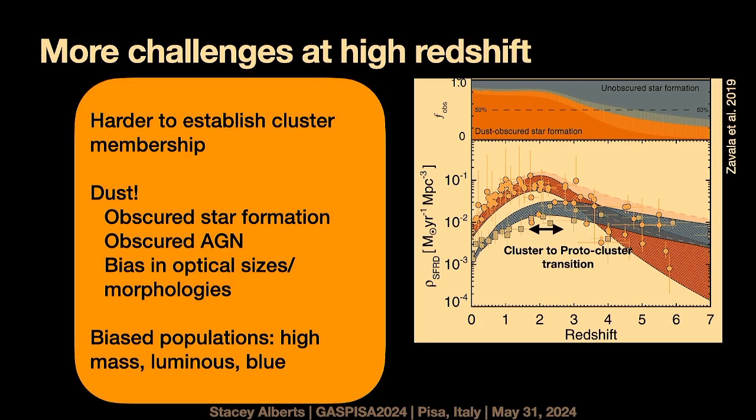This dust also obscures AGN, so we have a hard time identifying those. We get biases in optical sizes and morphologies from dust, and I'll show that a little bit later. So dust, you have to care about it. And the last thing, to reiterate, is that as we go to higher and higher redshifts, things get more expensive, so we're limited to more high mass populations, more luminous populations, and also these bluer populations. These are the biases that we want to beat back. And I think with JWST we can do a lot of work.